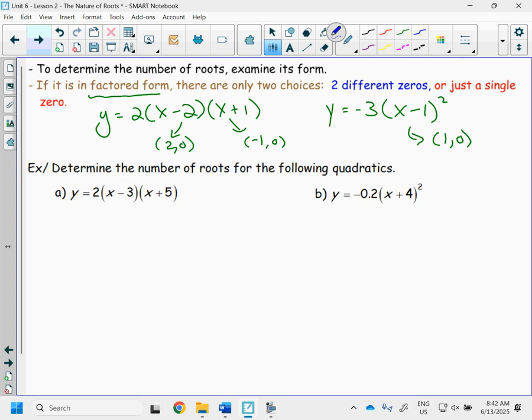Take a look at the next two. You tell me, how many roots do these things have? Should be real quick. Look at it, tell me. I think this one has 2. I can see what they are, 3 and negative 5. I think this one has 1, the same root twice. Hey, that's it. You can look at them and tell. There's no tricks to this.